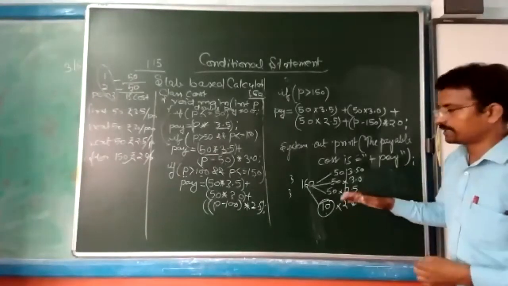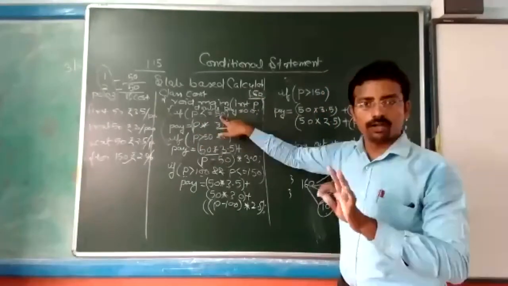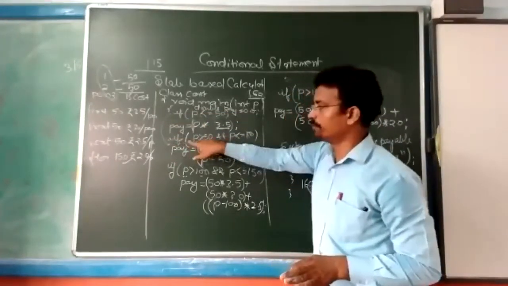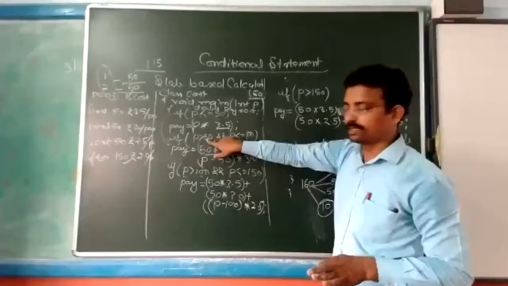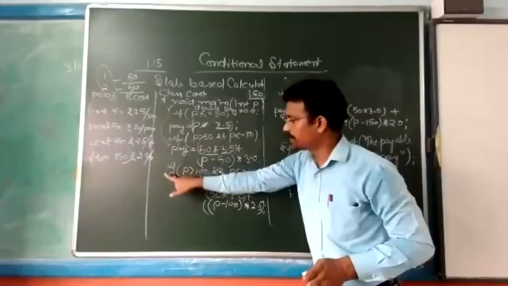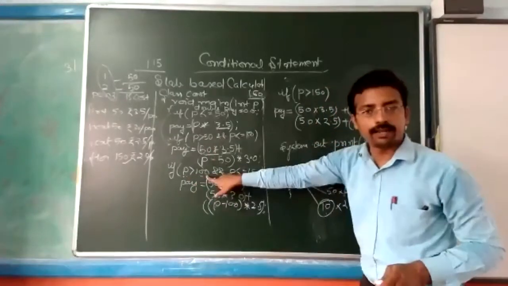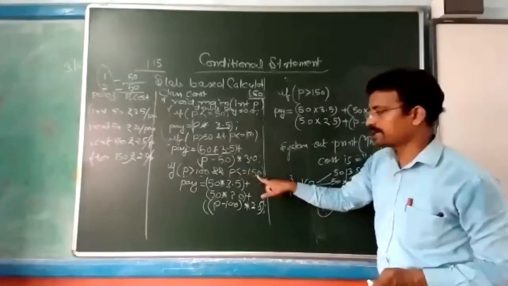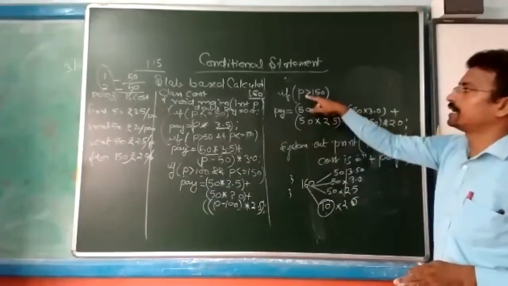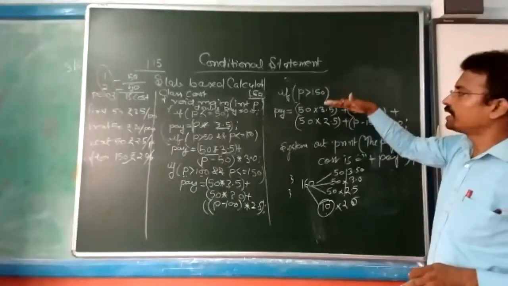So how will they calculate it? See, 160 is less than 50? No. Condition false, control moves to the next condition. 160 is greater than 50? Correct. 160 is less than 100? False. Control moves to the next condition. 160 is greater than 100? Correct. 160 is less than 150? No. Condition false, control moves to the next check. 160 is greater than 150? Yes. So finally control comes here.